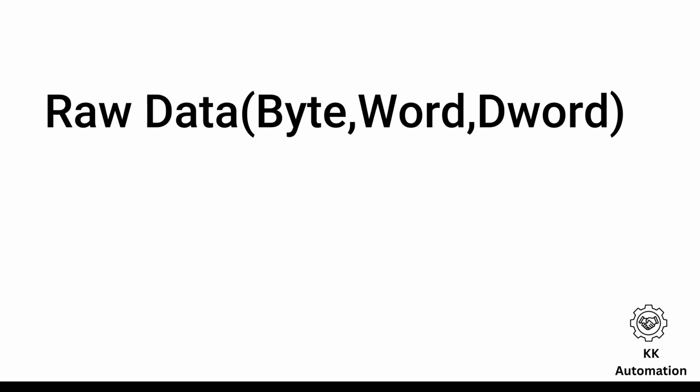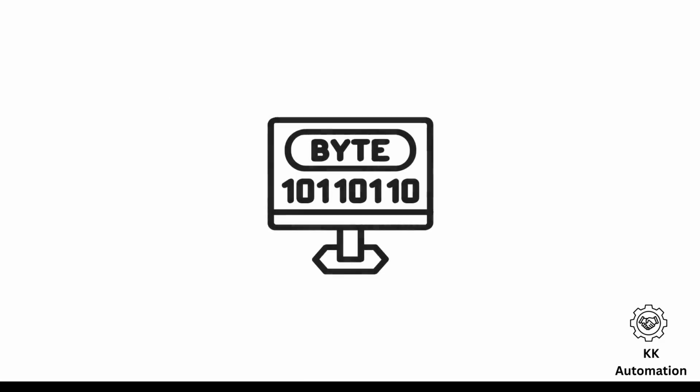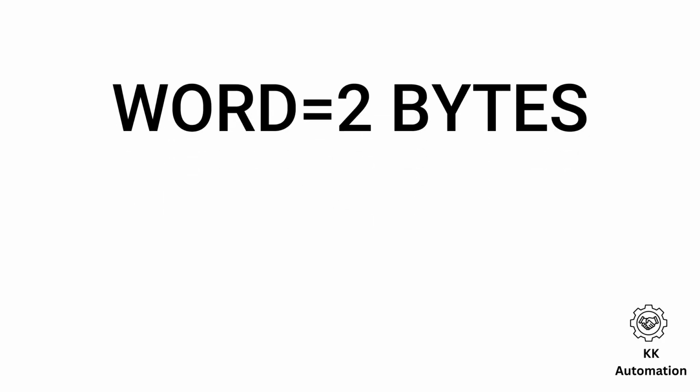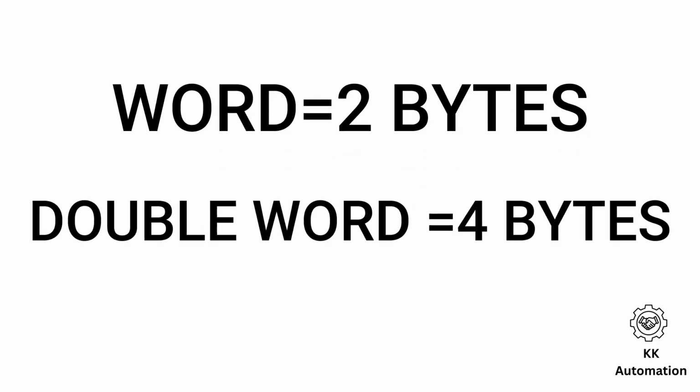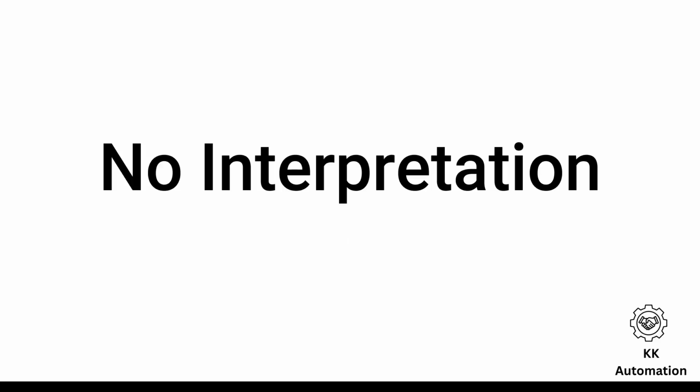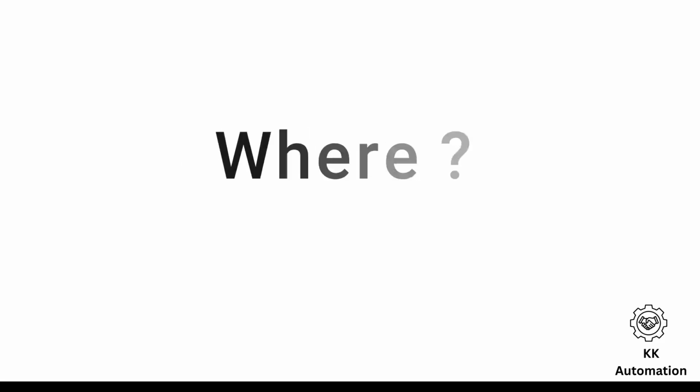Category 6, raw data, byte, word, DWord. Finally, you will see types like Byte, Word, and Double Word. A byte is a collection of 8 bits, 8 on or off signals. A word is 2 bytes. A double word is 4 bytes. Think of these as raw, uninterpreted data. They are very useful when you just want to look at the raw binary ones and zeros from a device without the system trying to interpret it as an integer or a character.